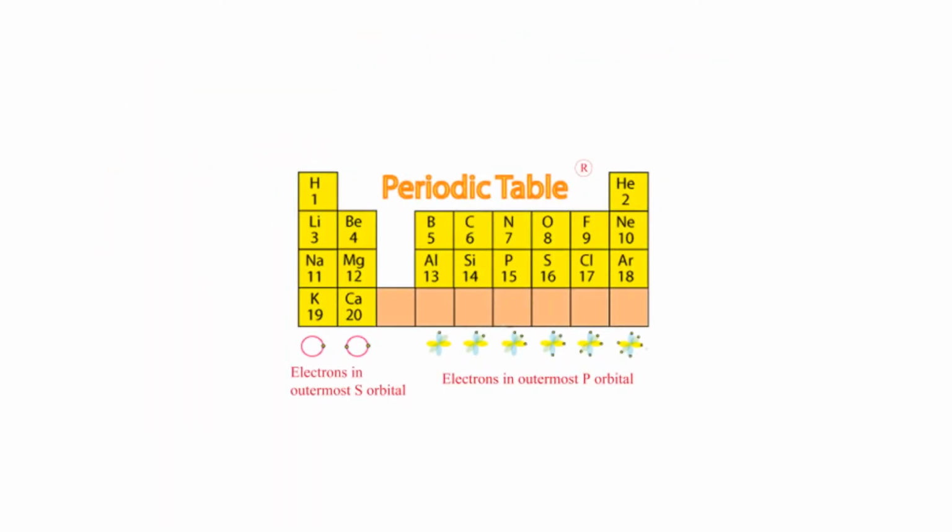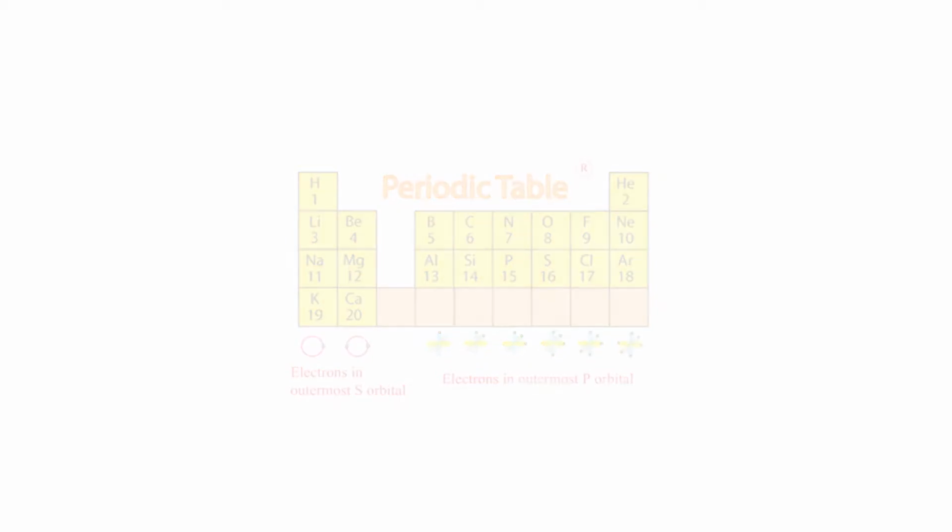The bottom bar shows the electrons in the outermost orbital. S orbitals are the outermost orbital for columns 1 and 2. The atoms in the first column all have one electron in the outermost s orbital. The second column has two electrons in the outermost s orbital. P orbitals are the outermost orbital for columns 3 to 8. Column 3 has one electron in the outermost p orbital. Column 4 has two electrons in the outermost p orbital, and so on.